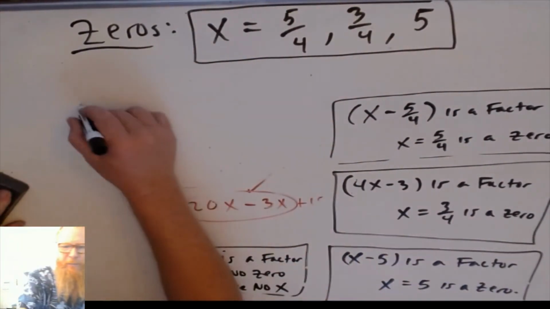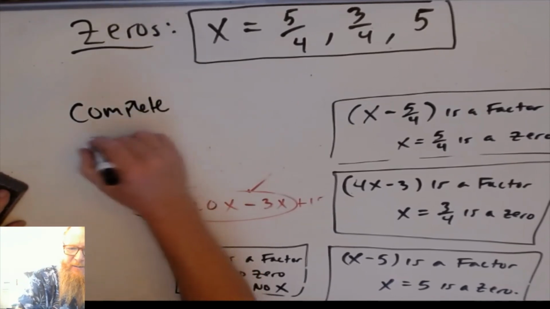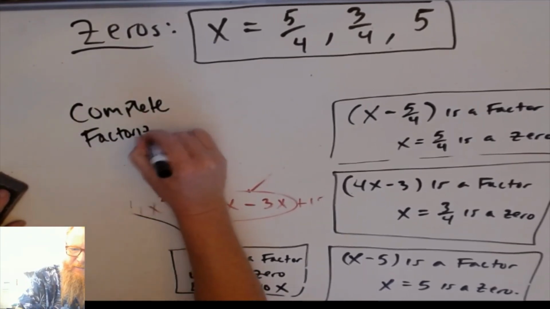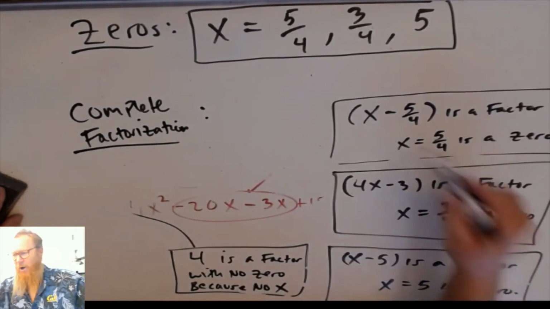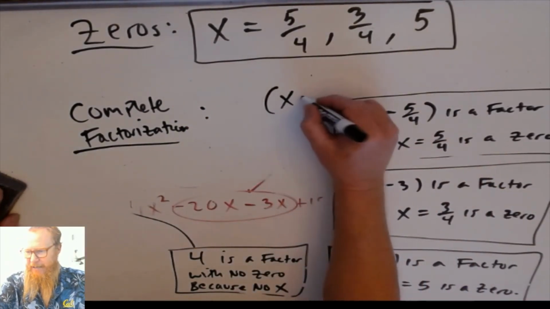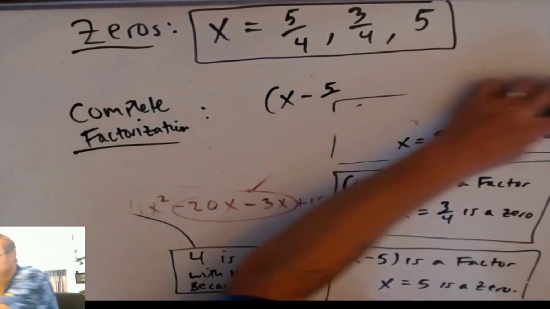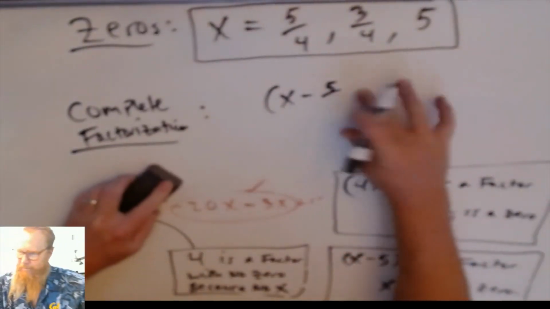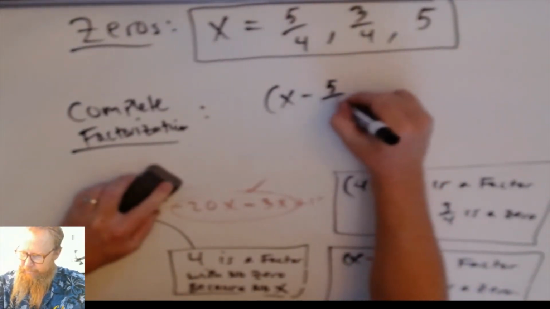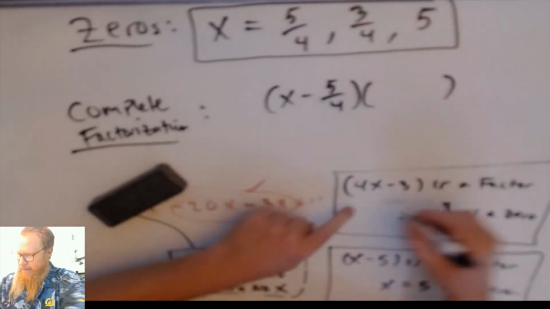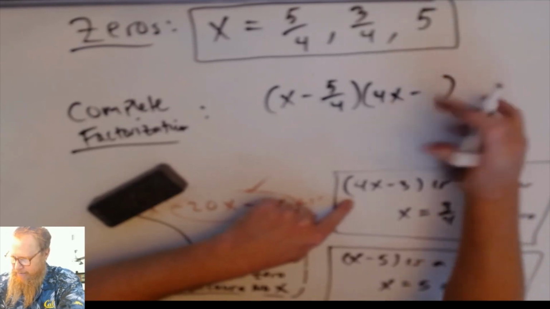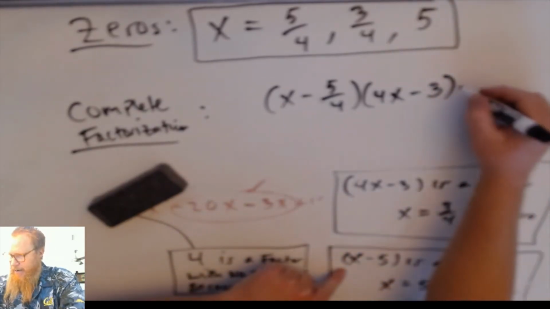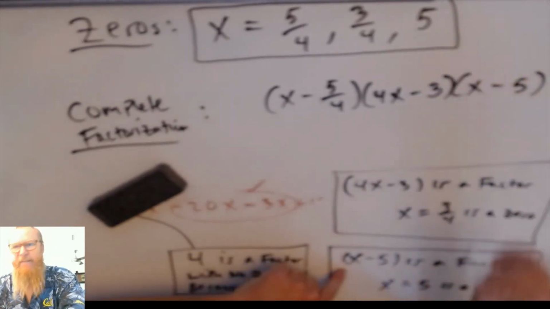And then the complete factorization is all of the factors, x minus 5/4, 4x minus 3, and x minus 5.